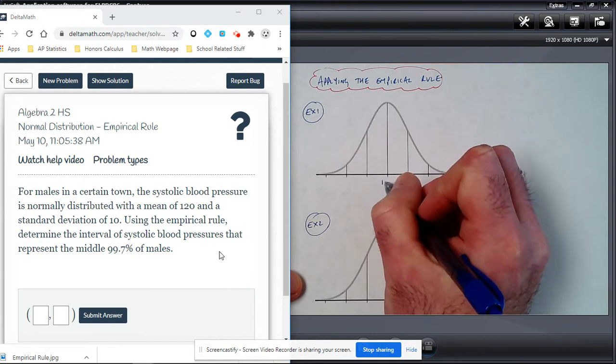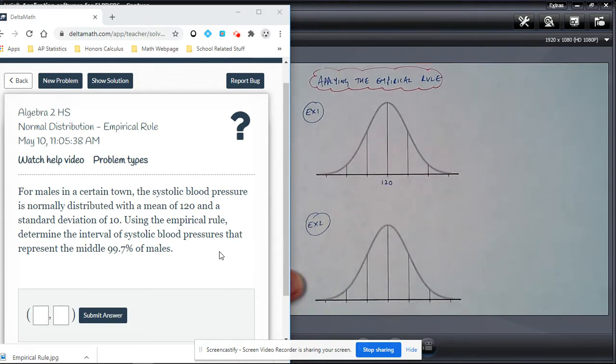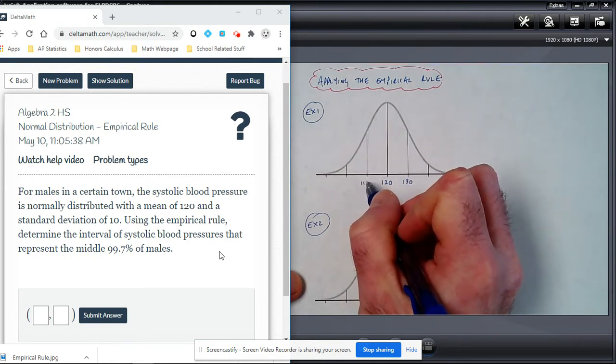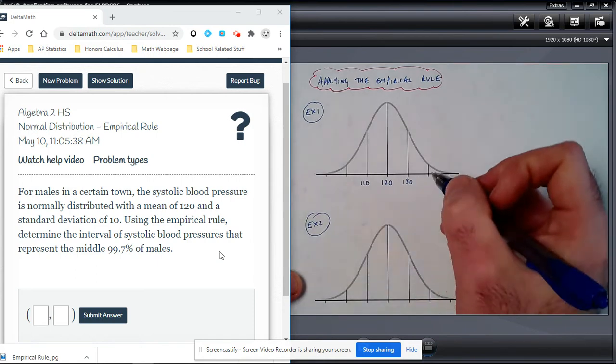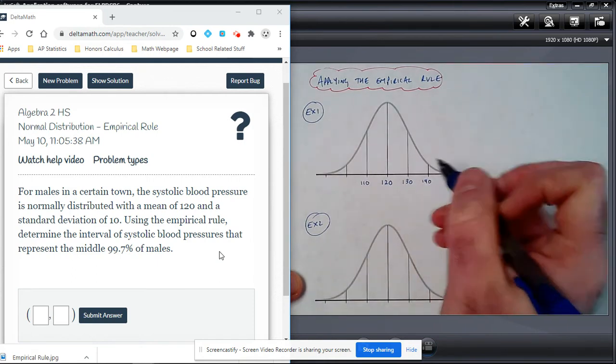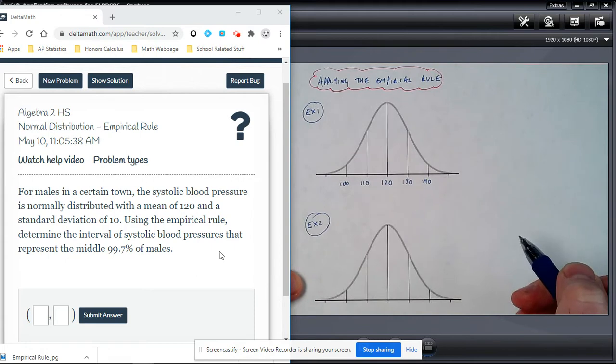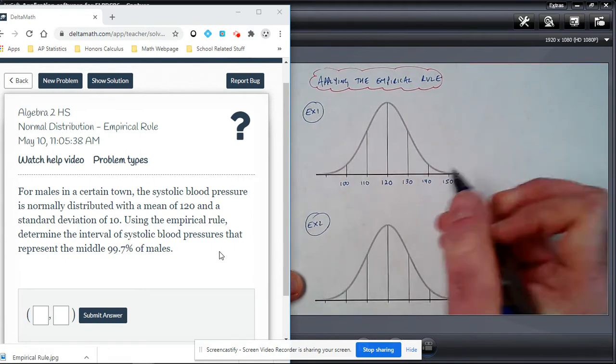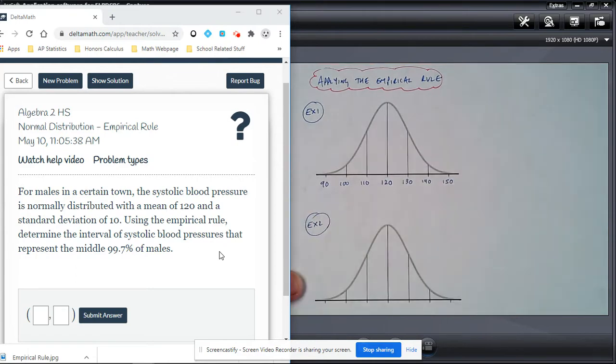So the way to do that, draw yourself a normal curve, and the mean, remember, always goes in the center. So here's our 120. Now these lines on either side represent how many standard deviations we are away from the mean. So if the standard deviation is 10, that means that this value is going to be 130, and this value is going to be 110. And then I continue. So this will be 140, and this will be 100. And then finally, if I'm 3 standard deviations away, this will be 150, and this will be 90.